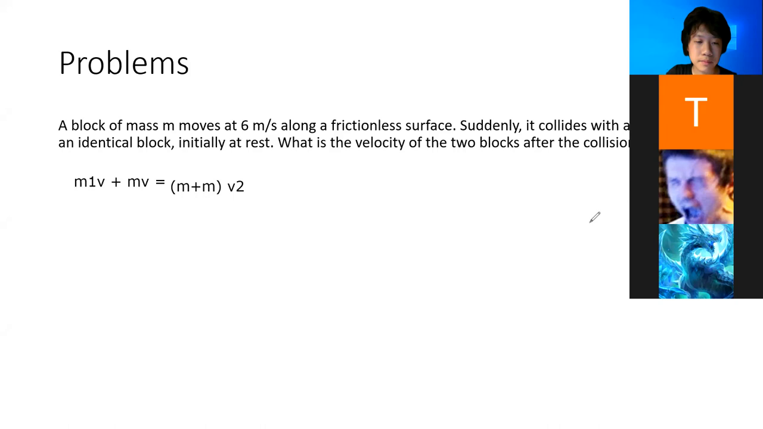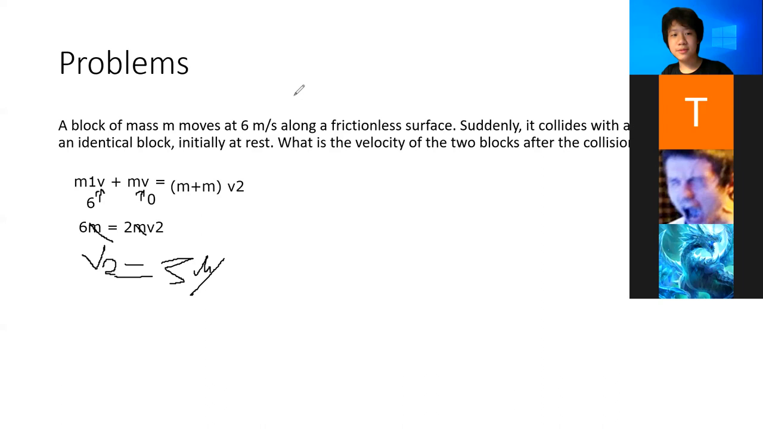So we know that V is 6. And then the other velocity is zero. Okay, now we know 6m equals 2m v2. So then we can cancel out the m's. So now v2 equals 3. Yeah, that's correct.